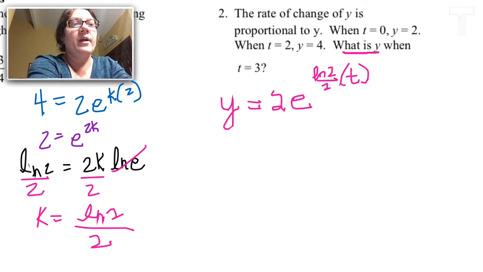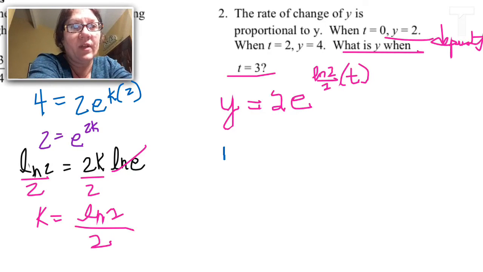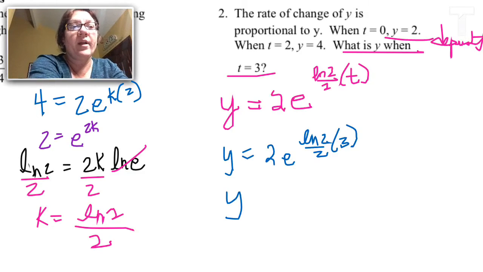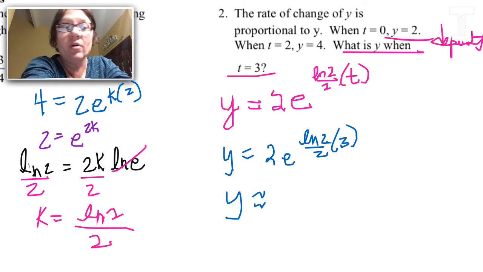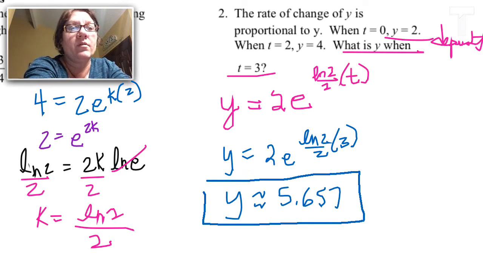And so now I want to find out what is y when t is 3. So keep in mind y is the dependent and t is the independent. So now I'm just going to plug in 3 for the t. So y equals 2e to the natural log of 2 over 2 times 3. And of course, I can either leave it like that, which is exact, or I get out my trusty calculator and I type it all in. And there's my final answer.